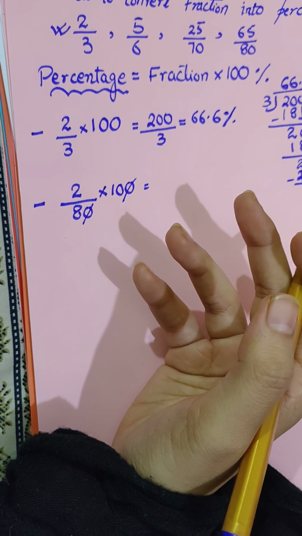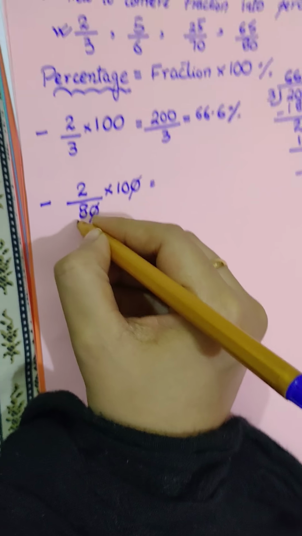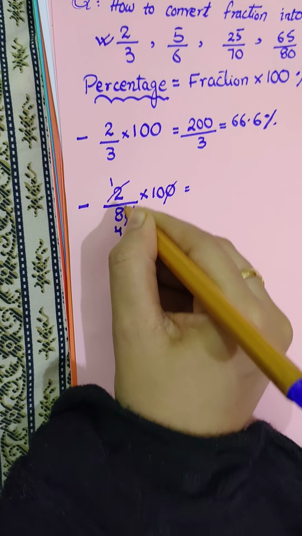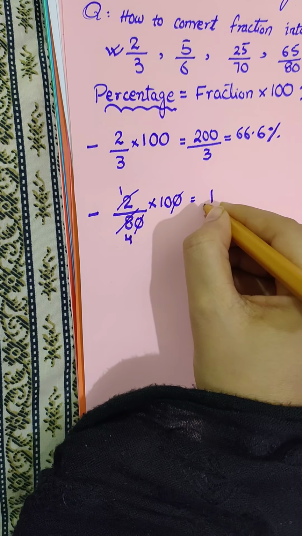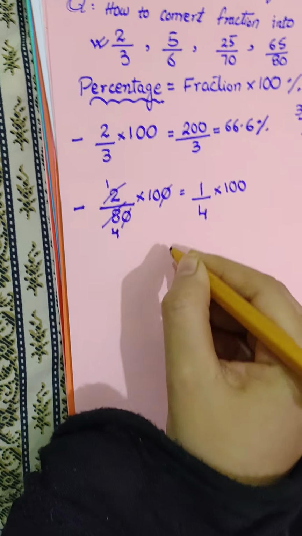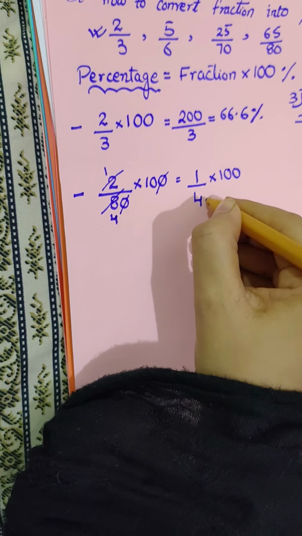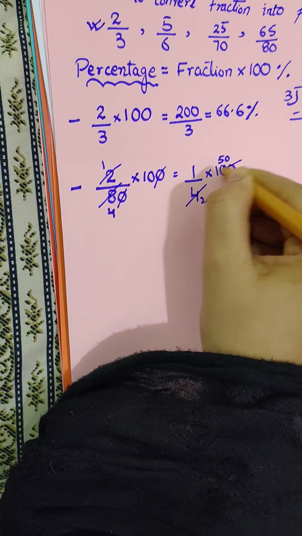Now it's up to you which one you go for. Here I am simplifying 2 and 8. 2 1 2, 2 4 is 8, right? So here we have 1 over 4 multiplied by 100, right? Now we can further simplify this 4 and 100 by the table of 2. 2 2 4, 2 5 10, and 0 as it is.